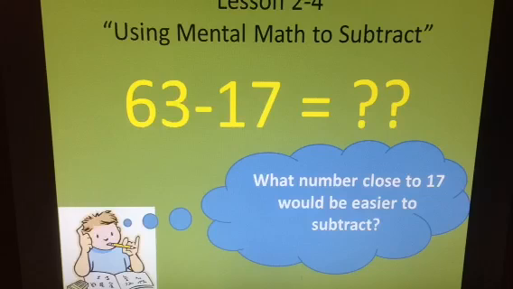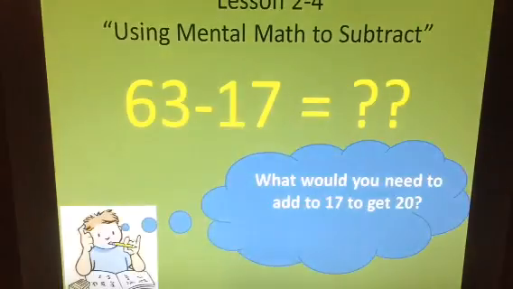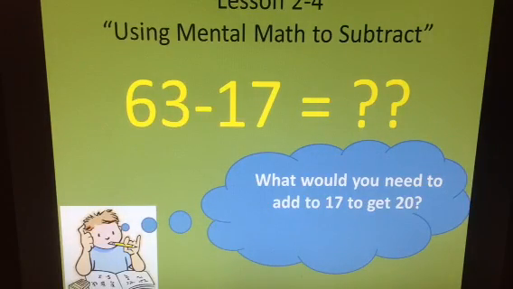63 minus 17. So today's strategy that we're learning is to ask ourselves what number close to 17 would be easier to subtract. You could subtract 20. What would you need to add to 17 to get 20? You would need to add 3 to 17 to make 20.